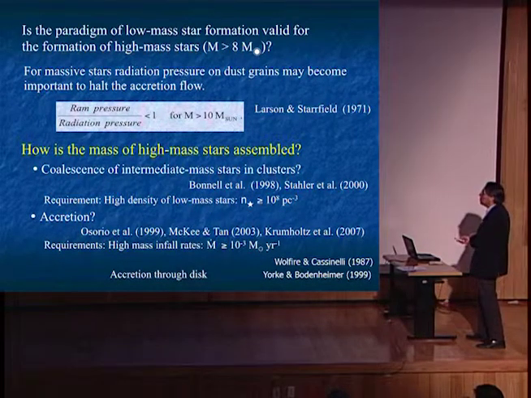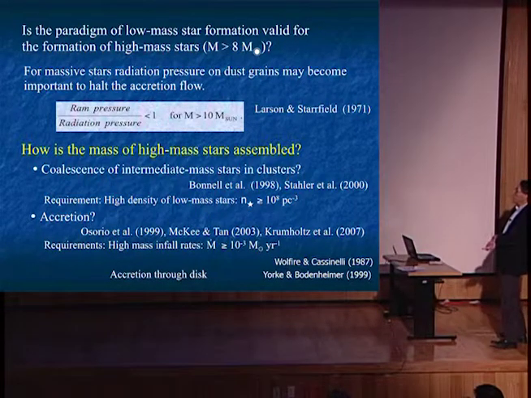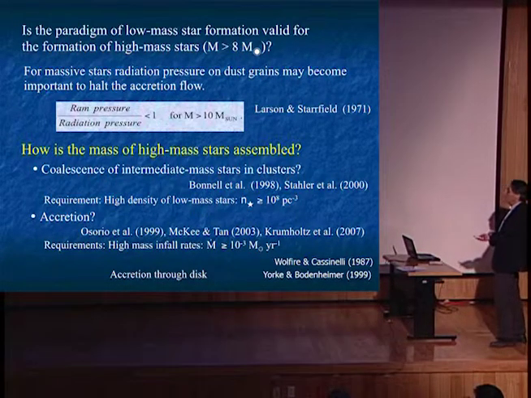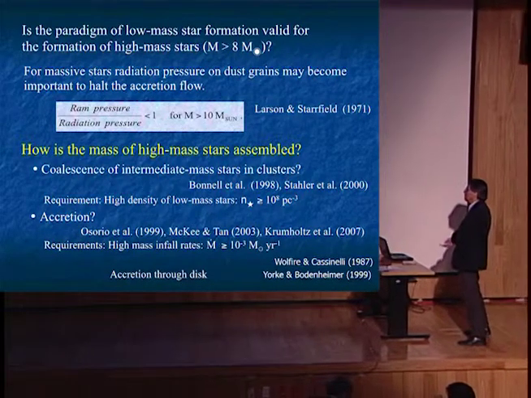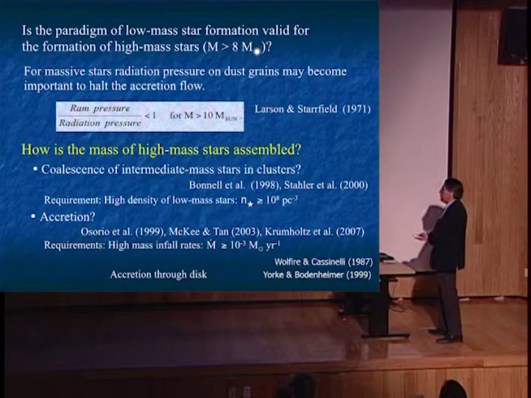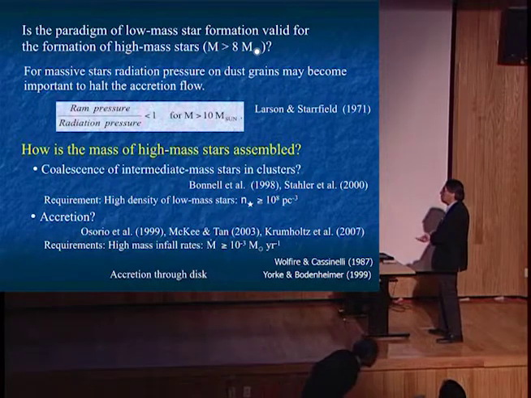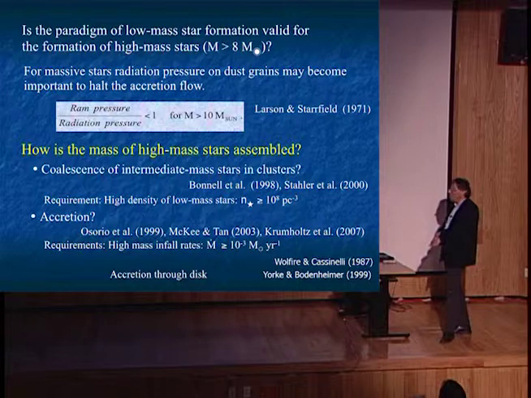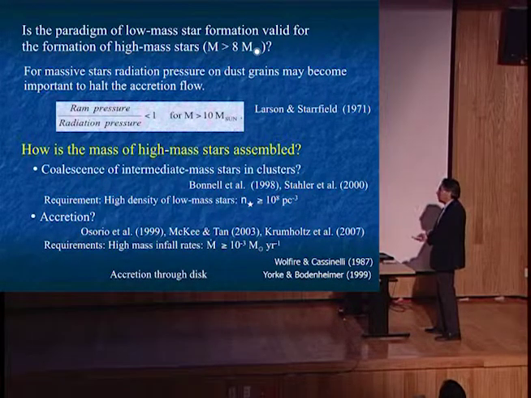Well, there are two models. There is the possibility of coalescence of intermediate-mass stars in clusters. For that, you require a high density of low-mass stars, typically greater than 10 to the 8 stars per cubic parsec. Or accretion. The requirement here is that you reverse the ratio and have it greater than 1. And for that, you require a mass infall rate of about 10 to the minus 3 solar masses per year. Or also an accretion through a disk.